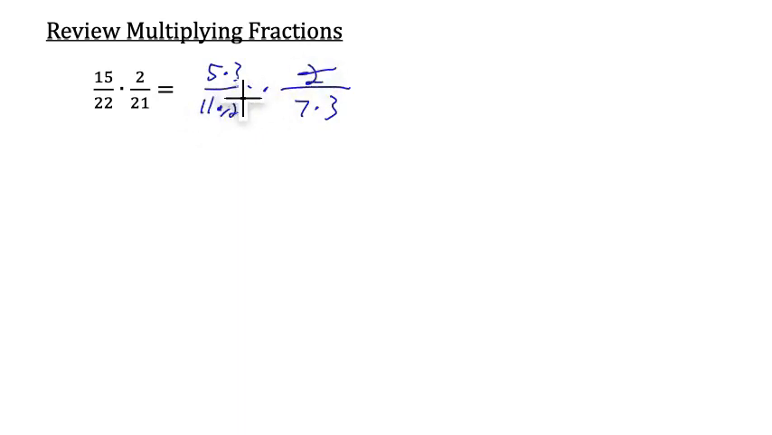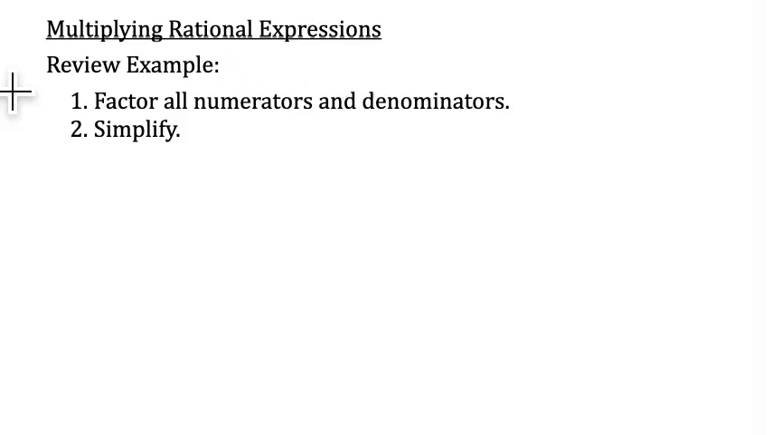So we have 2 divided by 2 is 1. 3 divided by 3 is 1. Leaving us with, let's see, there's a 5 in the numerator and 11 times 7 in the denominator. So multiplying rational expressions is a little bit simpler. First, we factor the numerators and denominators and then simplify.